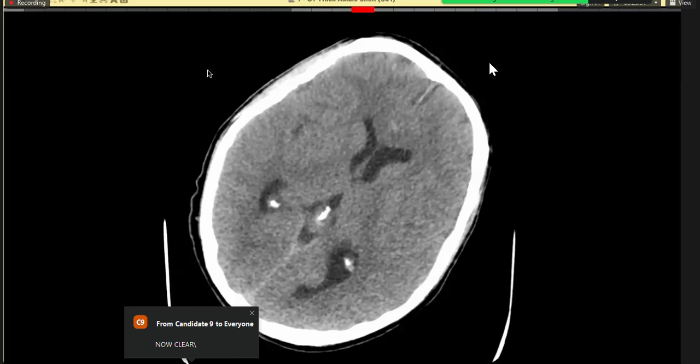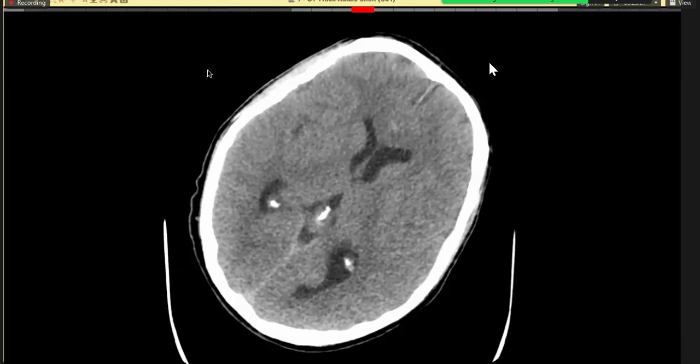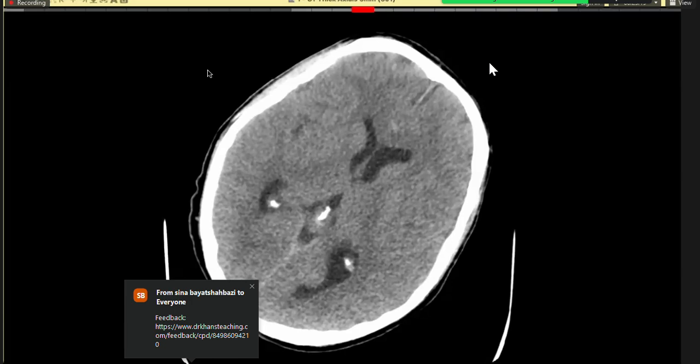So this is a 52-year-old male with acute symptoms. They're worried about the left side. They say acute otitis media. Over to you.